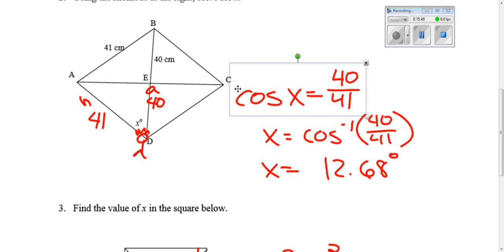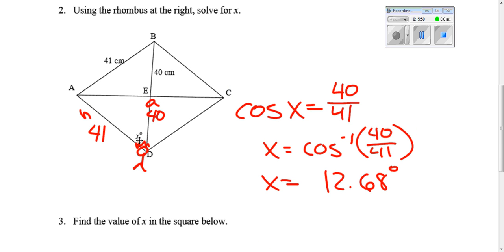All right, we are finding X. Okay, same thing. If this is X on here, I could label this one 41 because all the outside sides are the same length. I could label this 40 because this diagonal is cut in half. So if this half, BE, is 40, so is ED. So now I have two side lengths. I have the adjacent and the hypotenuse. So it's cosine. Cosine of X equals 40 over 41. Taking the inverse cosine on my calculator, I get 12.680, so 12.68 degrees.